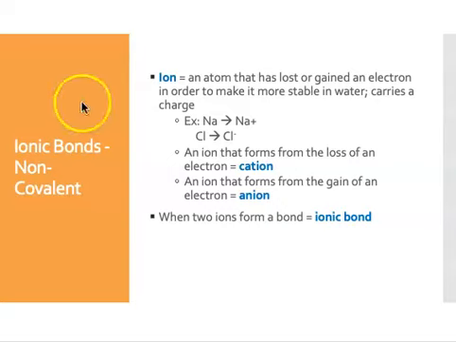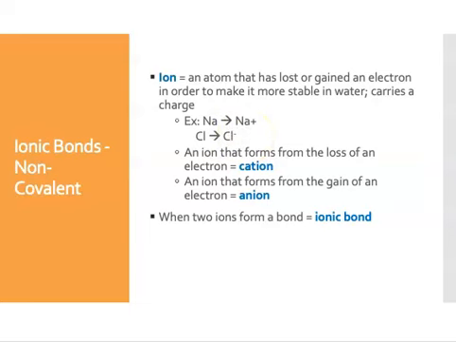For example, sodium, when it's placed into water, ionizes. It becomes Na+. Chloride becomes Cl-. When you see that plus, what that's telling you is that this atom of sodium has lost an electron. It has become less negative and therefore more positive. Chloride, in comparison, has gained an electron and become more negative, hence the negative charge.